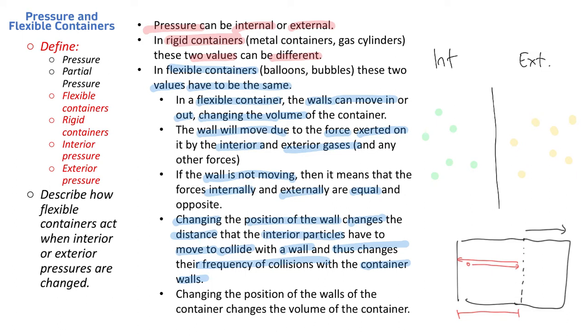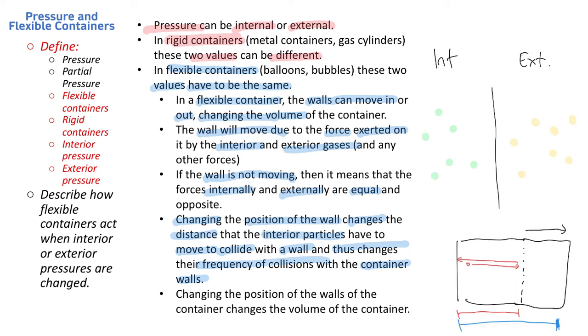But if you move the wall of the container outwards, make it go further away, then the amount of distance that it has to travel is now this much. If it's moving at the same speed, it will have to travel further to hit another wall, and therefore it will take longer, and therefore the frequency of collisions with the container walls will decrease. Since it has to travel further, it collides less often, and if it collides less often, there will be a decrease in the pressure.